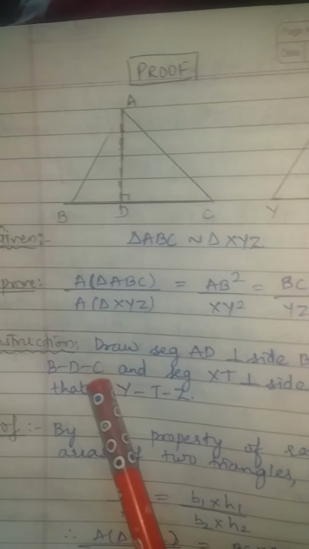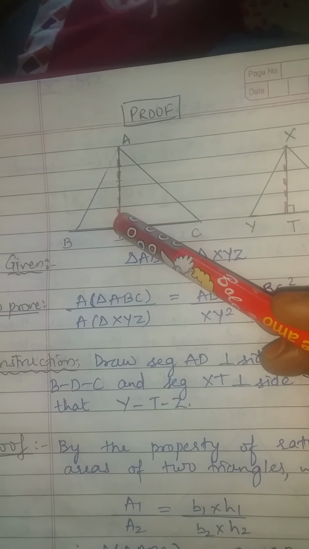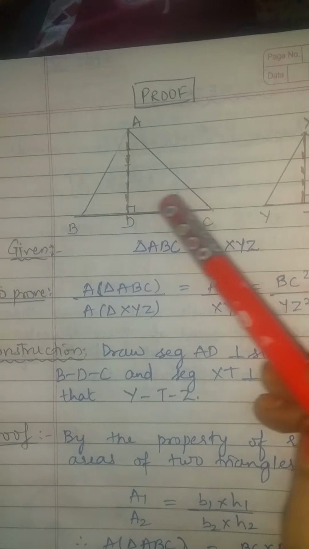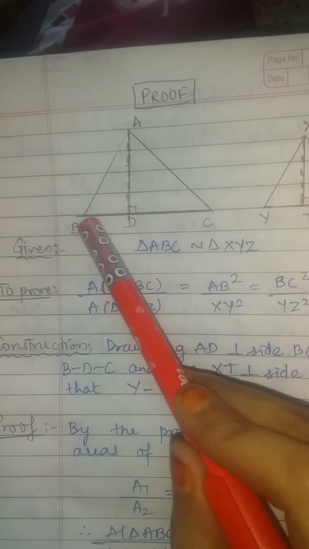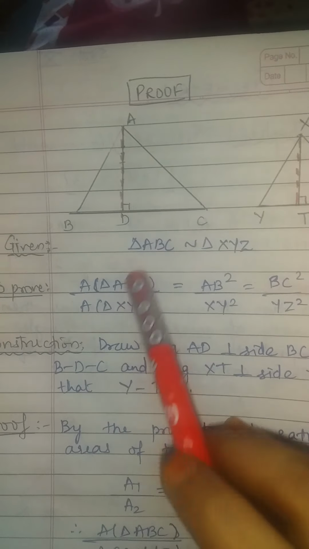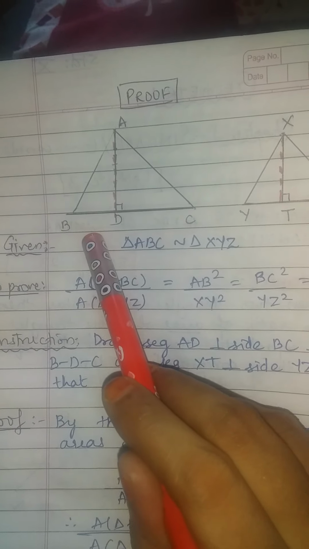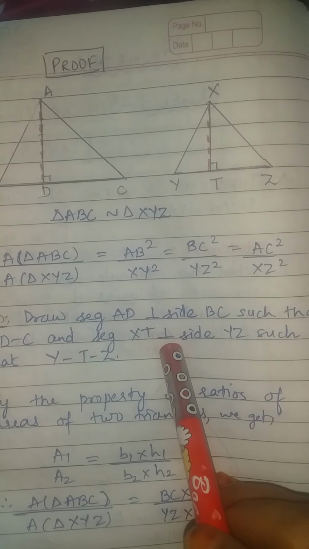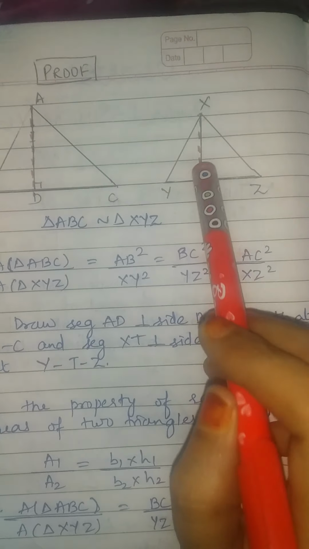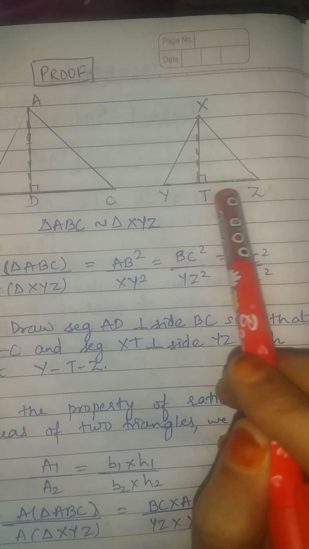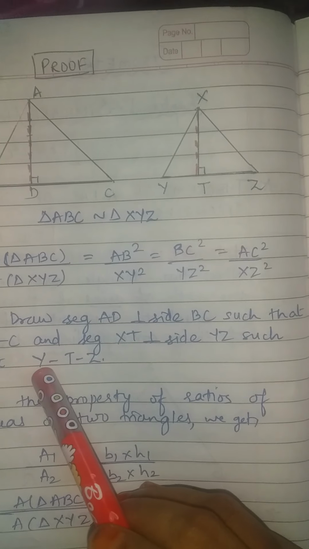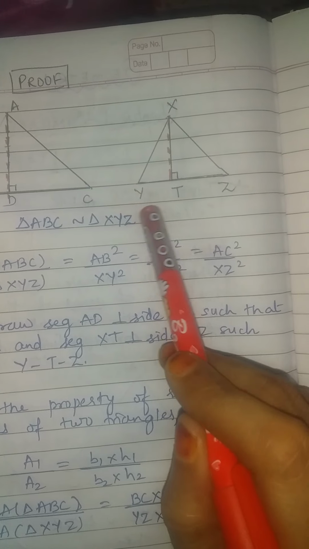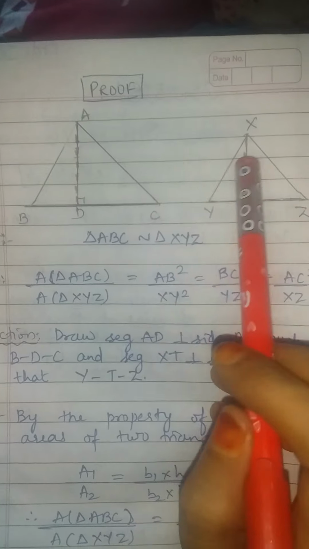Let us try to understand. We are going to draw a perpendicular, that is segment AD, which will be perpendicular to side BC, so that we have the betweenness condition B-D-C. That means point D will be between the points B and C. Similarly, segment XT we are going to draw perpendicular to side YZ such that we have the betweenness Y-T-Z. That means point T is between the points Y and Z. So we are going to draw two perpendiculars.